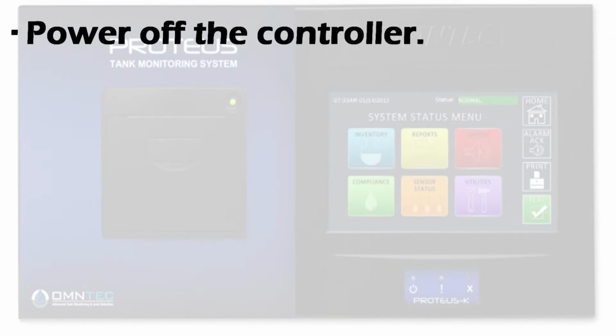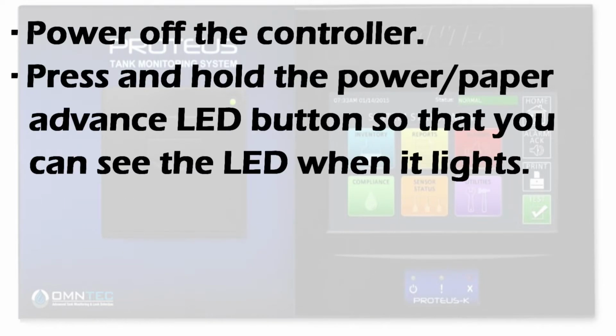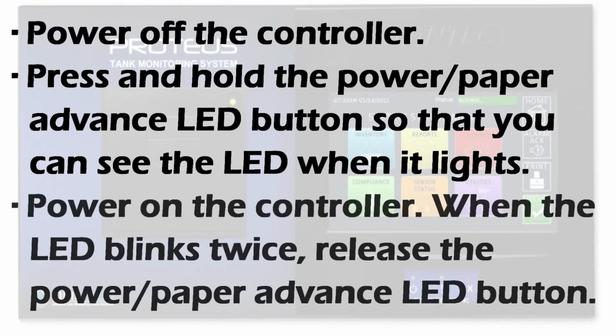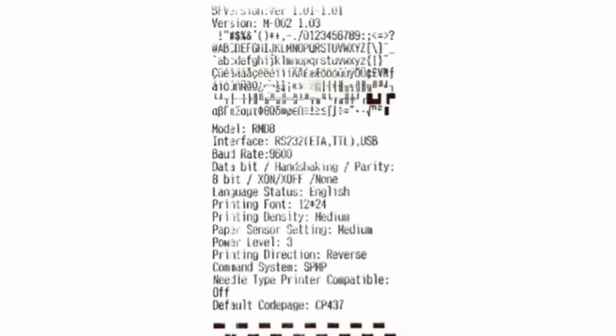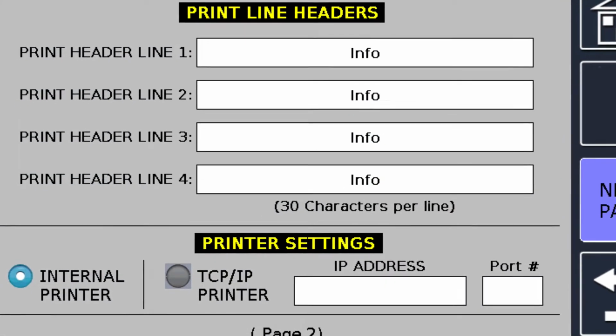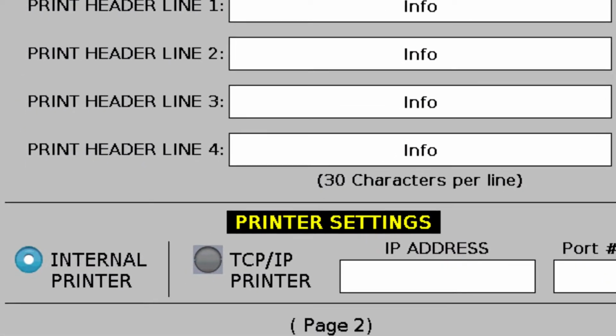Power off the controller. Press and hold the power paper advance LED button so that you can see the LED when it lights. Power on the controller. When the LED blinks twice, release the power paper advance LED button. This is a built-in test of the printer and should print out a character pattern followed by the model and other printer-related information. Another reason the printer may not print is due to programming.